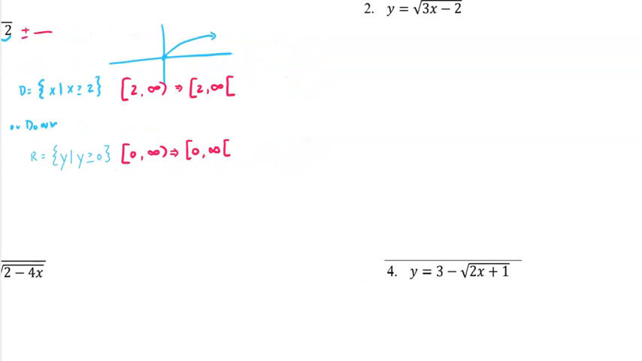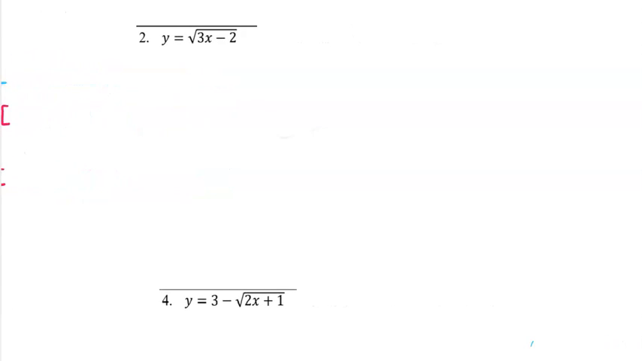Let's do number 2. Once again, I'm going to take that radicand, set it greater than or equal to 0, and then solve. So x is greater than or equal to 2 divided by 3. My domain is going to be x such that x is greater than or equal to 2/3. If I write that in interval notation, it starts at 2/3 and goes to positive infinity. In the other interval notation, 2/3 and then positive infinity and this awkward looking bracket.